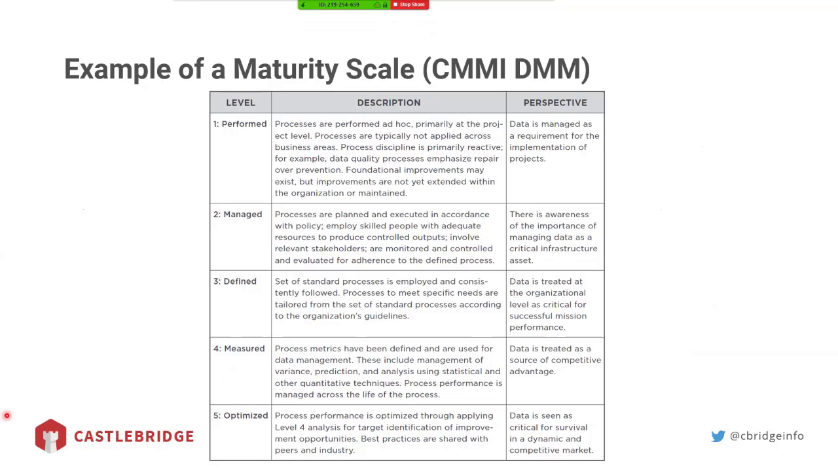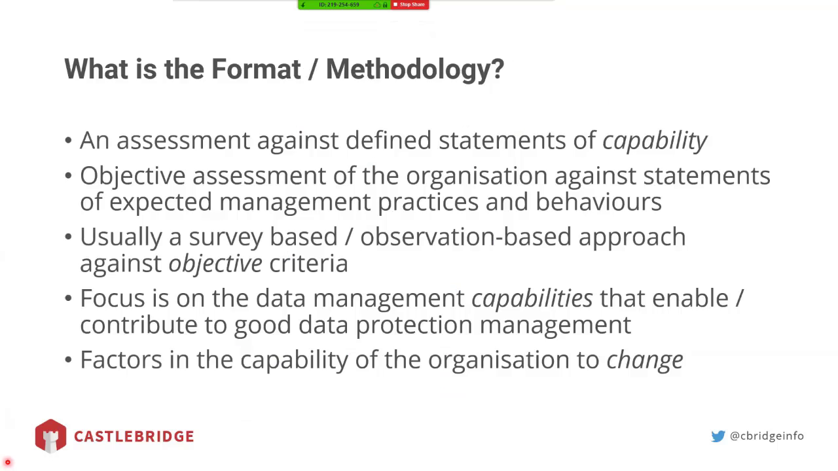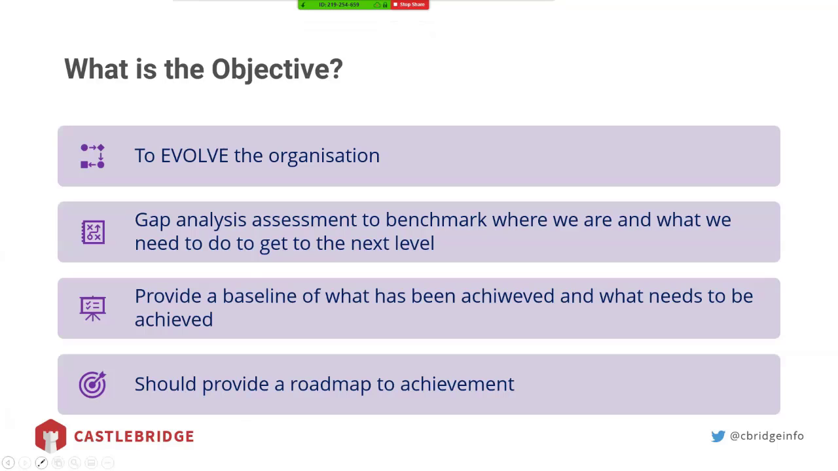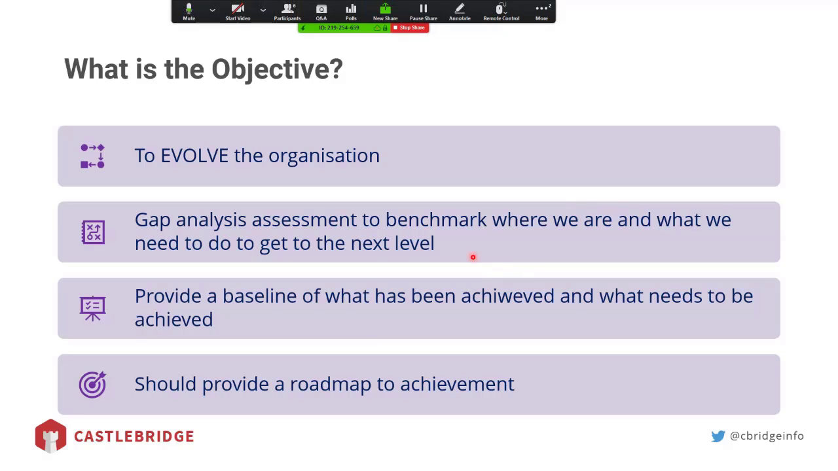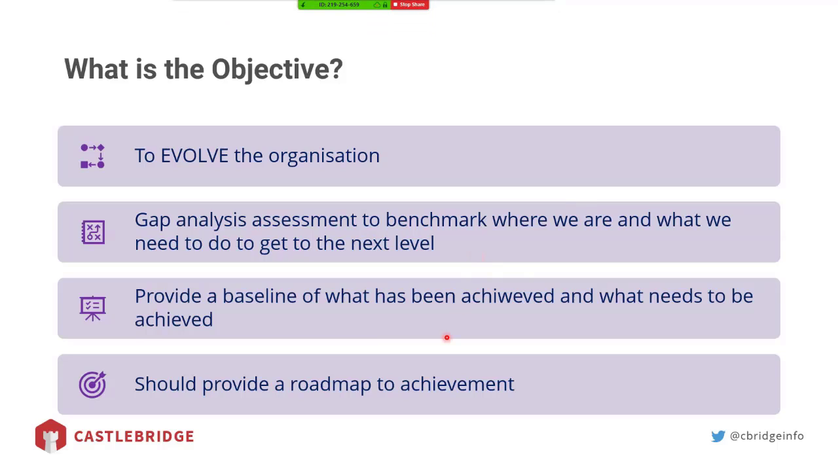Technology, it's fantastic. So when we're looking at the objective of a capability maturity assessment, we're looking to evolve the organization. We're looking to improve the overall structure of the organization in respect of its ability to do things. In this case, managing data protection, or governing data. It's based off a gap analysis assessment where we identify where we are, what we need to do to get to the next level, and it gives us a baseline of what's been achieved, and lets us know what else needs to be done.